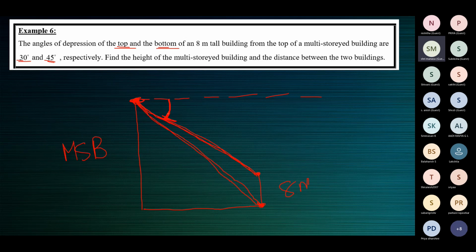So this is the angle of elevation for the top. Sorry, angle of depression for the top. This is the horizontal line. This is the line of sight. This is the angle of depression for the top, 30 degrees. This is the line of sight for the bottom. So from here, the line of sight for the bottom to the horizontal line. This is the line of sight for the bottom of the tall building. Till the horizontal line is the angle of depression for the bottom of the building.